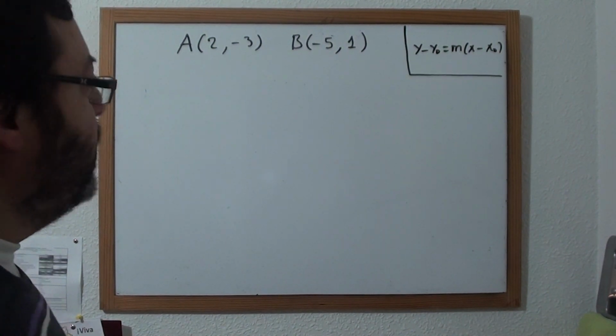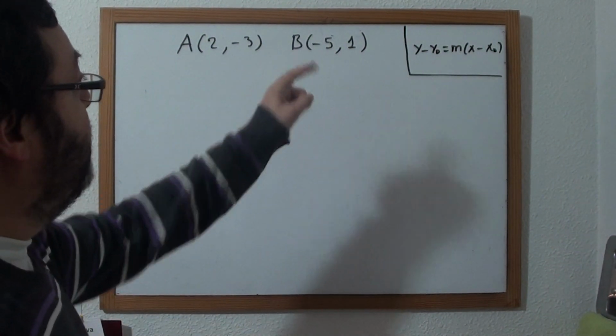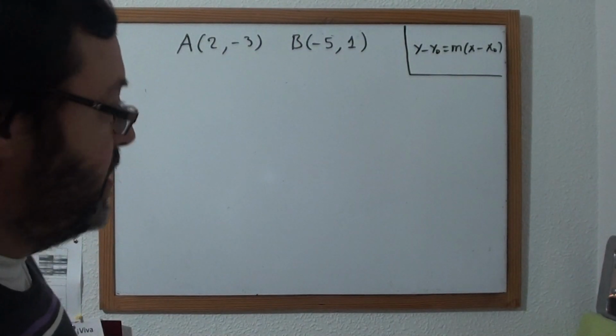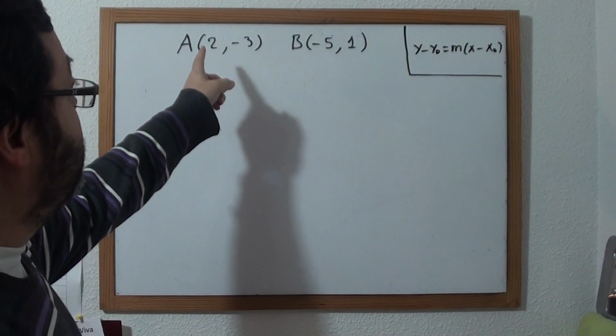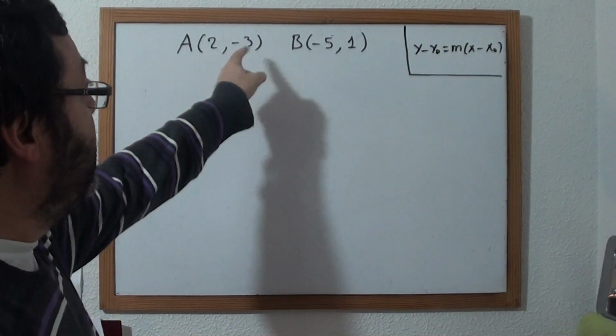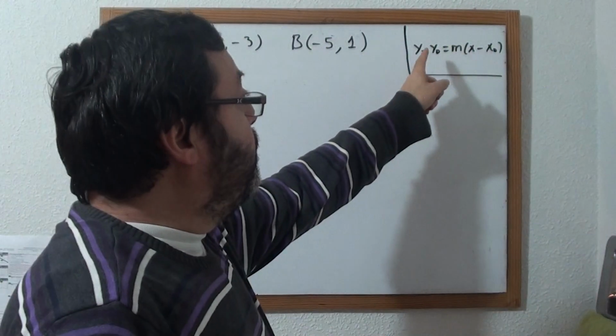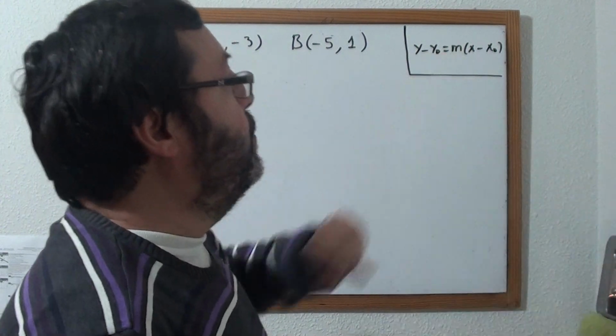Okay, in this video I'm gonna remind you how we find the equation of a line going through two given points. So here we have points A and B with given coordinates, and this is the formula. This is the point slope equation of a line.